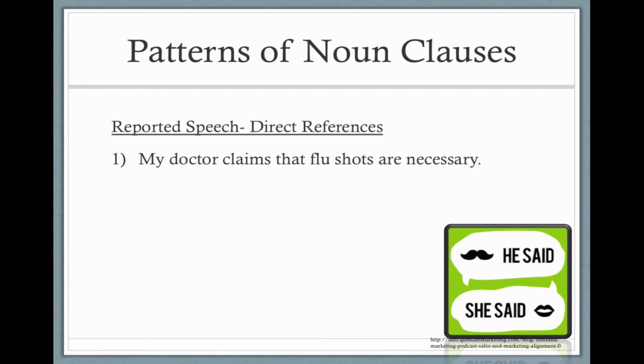For example, my doctor claims that flu shots are necessary. My doctor claims is my subject and verb in my independent sentence, and then the rest here is my noun clause. And here, my doctor is the active agent of my sentence, whereas in an indirect reference, I wouldn't be using him actively. I would be using what he says and then putting his name in parentheses at the end.